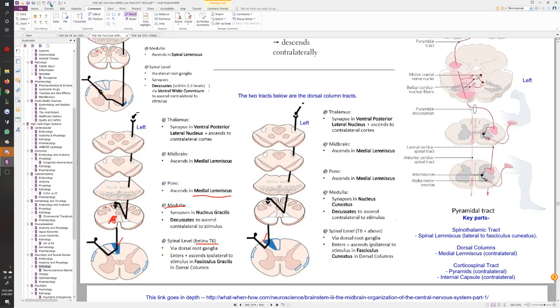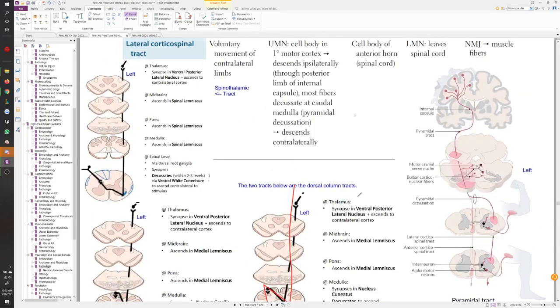Right, so now if you were to do a quick sketch and draw out how your dorsal column ascends, you would literally just draw something like this. Right, so if I drew it in empty space, it would just be like this.